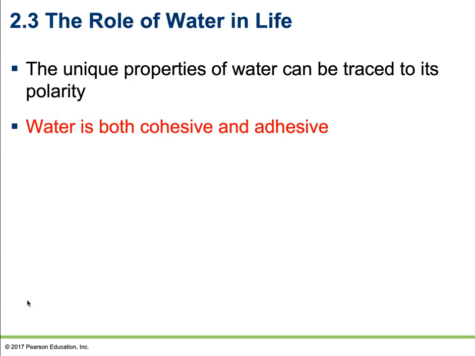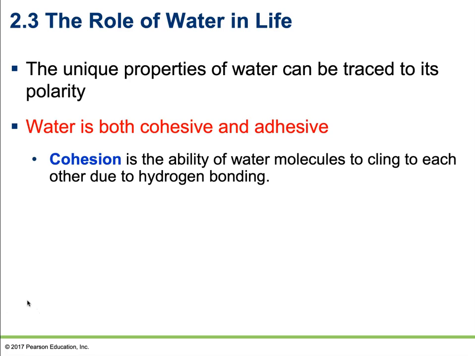But cohesion refers to the ability of water molecules to cling to each other due to that hydrogen bonding. And because of its cohesive properties, water can exist as a liquid under the normal temperatures and pressures that are present on the Earth's surface. Because water has this strong affinity, one water molecule for another, and those hydrogen bonds collectively are very, very strong, water doesn't vaporize. The pressures here on Earth are not that high.